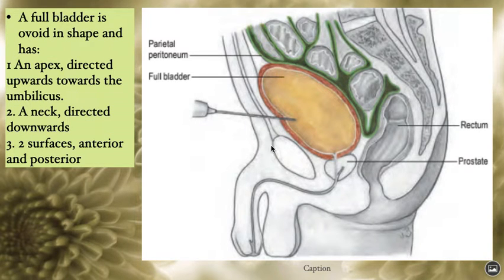In the full bladder, the shape of the urinary bladder is somewhat ovoid. The apex is directed towards the umbilicus, the neck directed downwards. It has two surfaces, the anterior one and the posterior one.